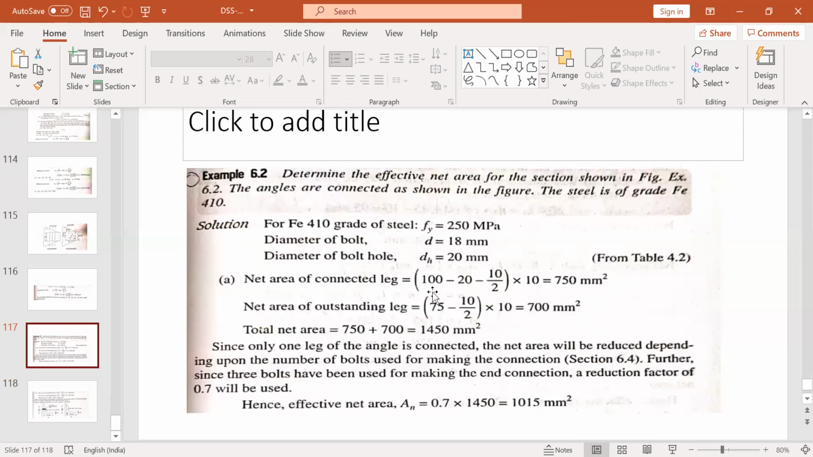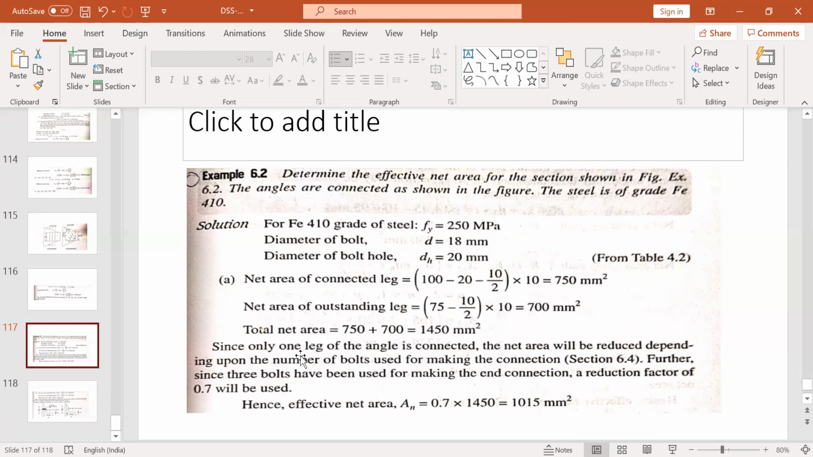So it is 100 minus 20 minus 10 by 2, into 10. So B into T, you find 750. Now outstanding leg will be same, only this dh will not be there because there is no hole. So 75 minus 10 by 2 into 10, 700. So what is the total net area? 750 plus 700, 1450. Now this is connected by 3 bolts.